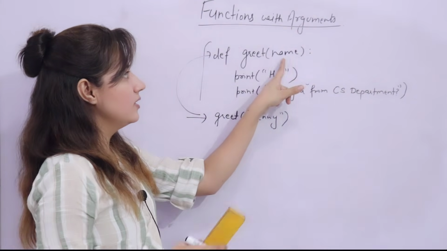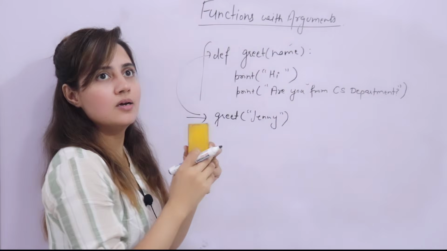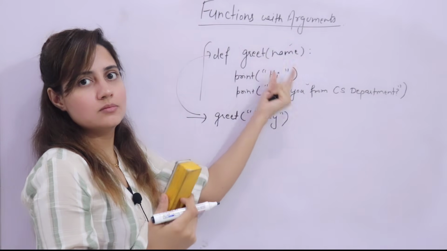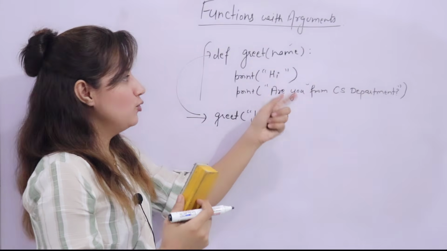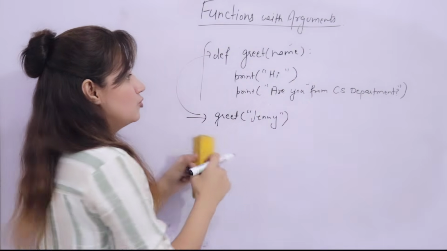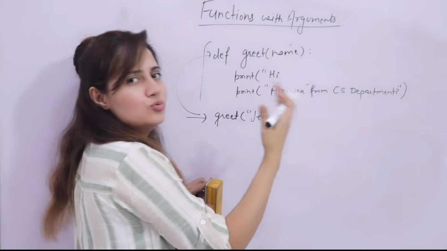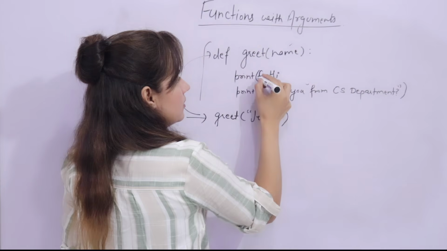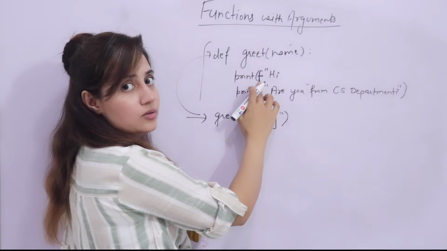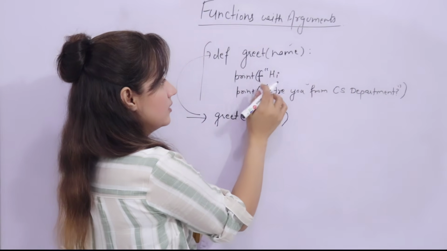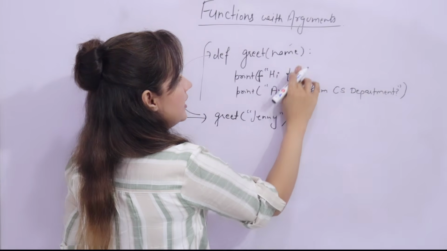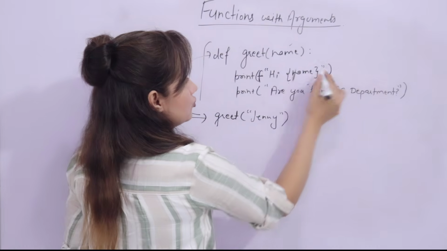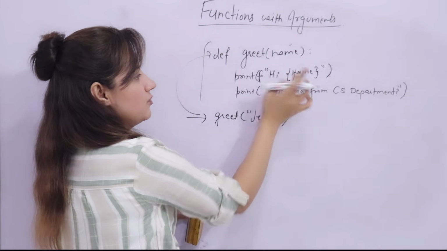So we'll pass Jenny here. Now this name will accept Jenny. Now we know that on Jenny I have to do some functioning. So I want to print hi Jenny. So what we can do, we can use an f string. We have discussed what an f string is in the previous videos. Just put f in print, hi, and the name of the variable. Name of the variable is name. So this name will pick up Jenny from here.